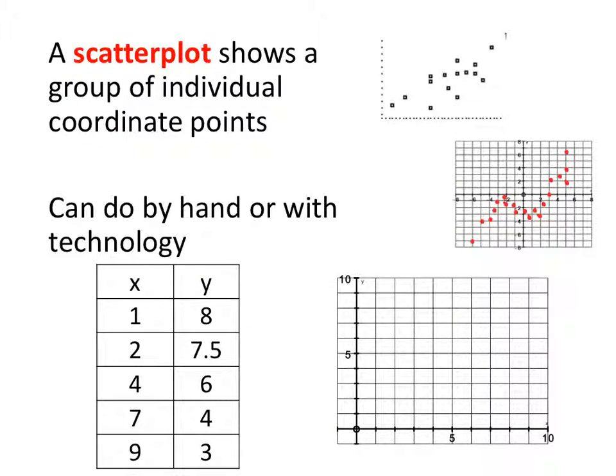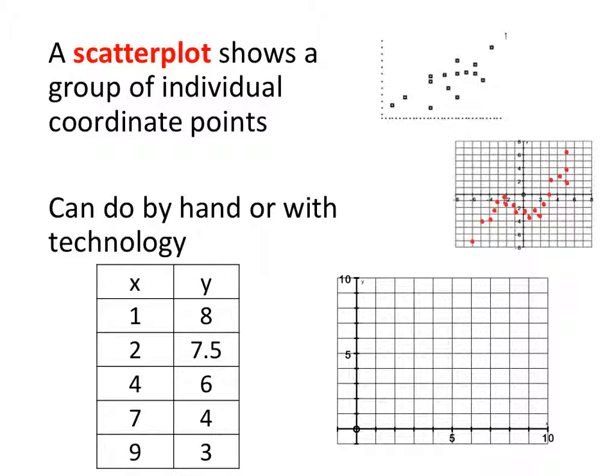To start with, one of the vocabulary terms that we should recognize is the idea of a scatter plot, showing a group of individual coordinate points. We can do this with technology or by hand, keeping in mind that when we create a scatter plot, each of the points is individual and we don't connect the dots.